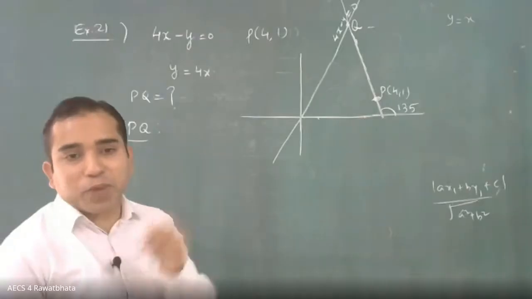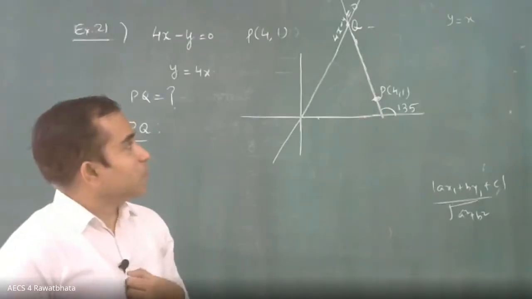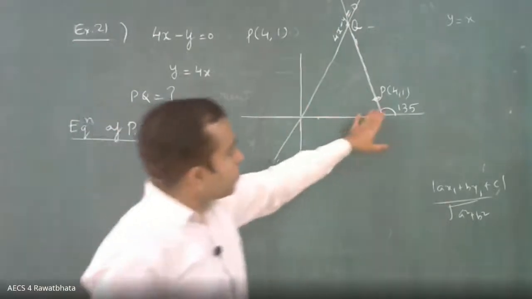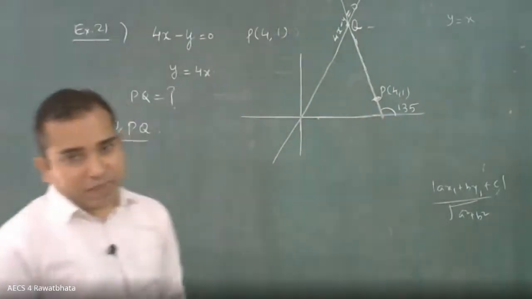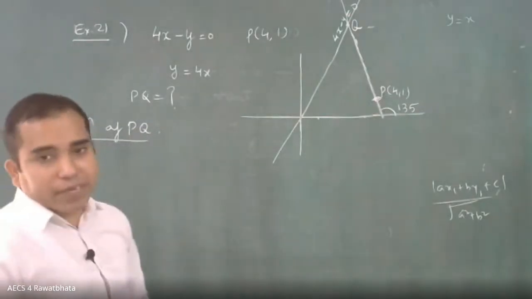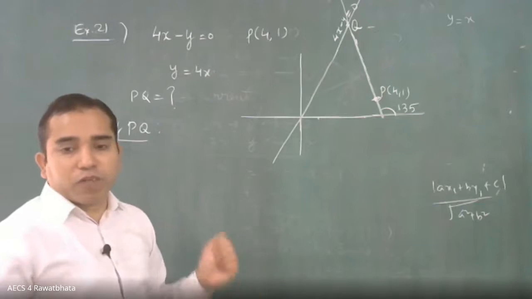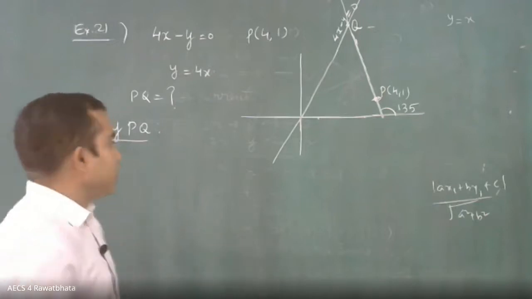So first we find the slope between P and Q, not by y2 minus y1 upon x2 minus x1, because I don't have the coordinates of Q. Actually, the angle from the positive x-axis is given as 135 degrees. So its slope will be tan 135. And there is a formula for the equation of a line passing through one point. What is it, Devanshi?